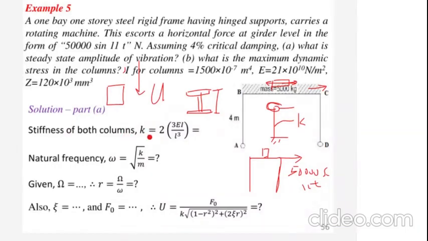So the first part is to calculate the stiffness for both columns. With this pin jointed and this like a cantilever, you have the value k given by 3EI over L cubed. I'm taking you back so that you don't forget these things, because they are very important. I gave this on slide number 30, the column stiffness, where I gave some spring constants for different end fixities, and how you can calculate the equivalent stiffness or spring constant, and given the spring constant, how you can evaluate the stiffness.